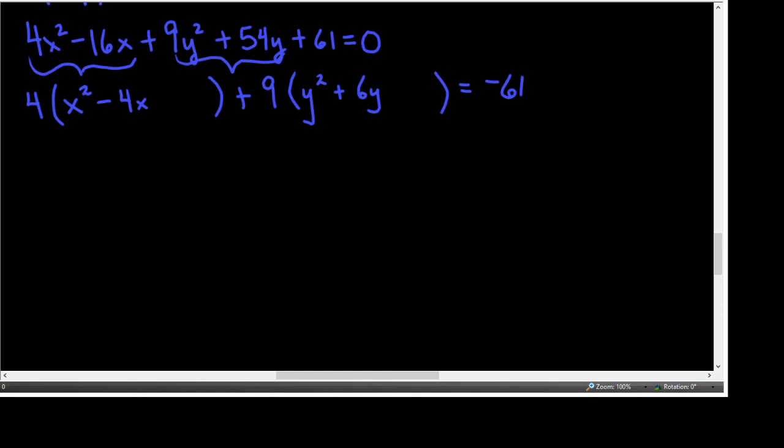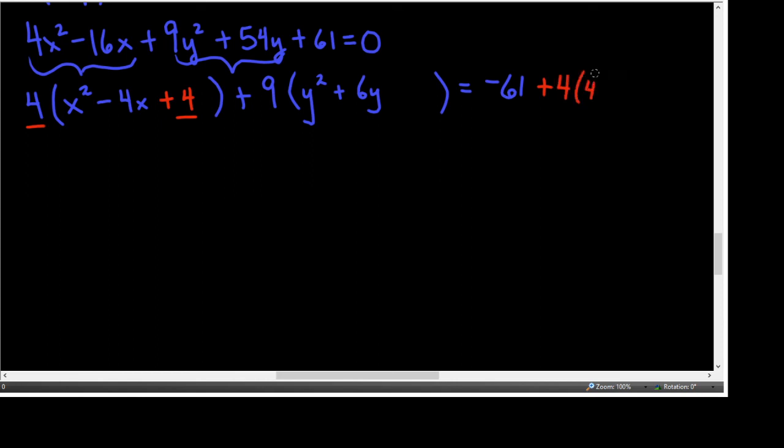All right, so completing the square for x, half of negative 4 is negative 2. The square of negative 2 is 4. So I need to add 4 inside the parentheses to complete the square for x. But notice with the 4 out in front of the parentheses, I haven't really added 4 to the left side. I've added 4 times 4 to the left-hand side. So on this side, I'm going to have to add the exact same thing, 4 times 4.